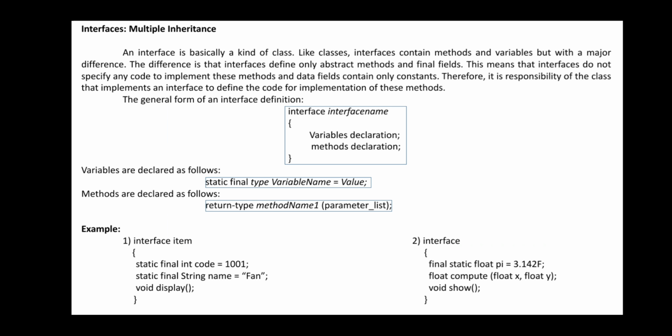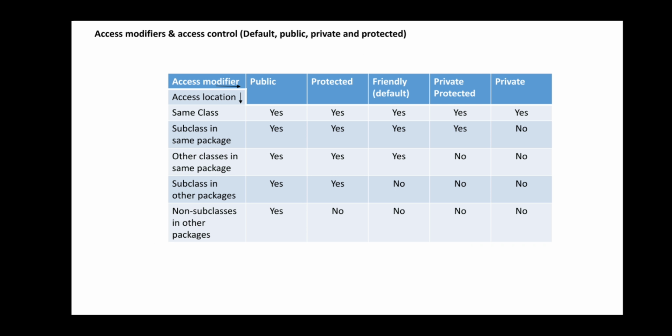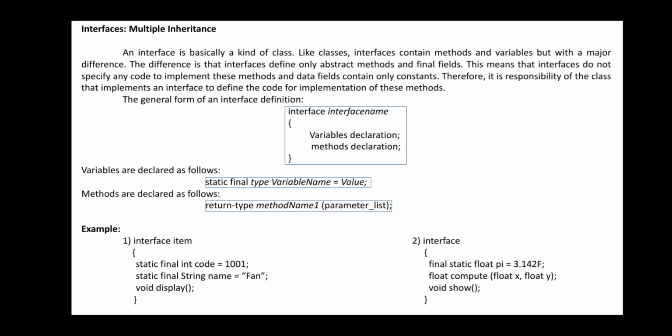Therefore, it is the responsibility of a class that implements an interface to define the code for implementing these methods. Whatever definitions you have made, the methods or the fields within the interface, can be redefined. It is the responsibility of the particular class where the interface is accessed. So a simple definition has been given over here of how interface names are defined and how you're going to declare the variables and the method declarations. Just check that one.